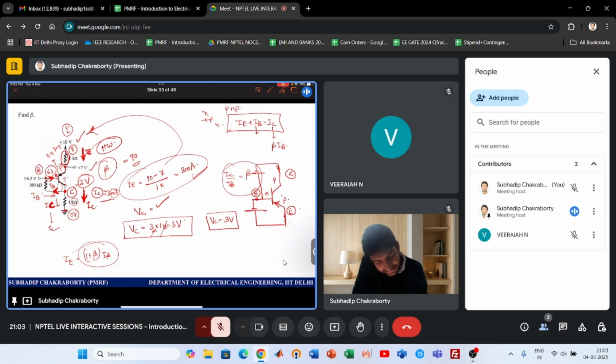Now what will be the direction of flow of current? Current will be like this, out of the collector into the emitter. And current will be like this. Now you write the KCL equations. So IE minus IB is nothing but IC.